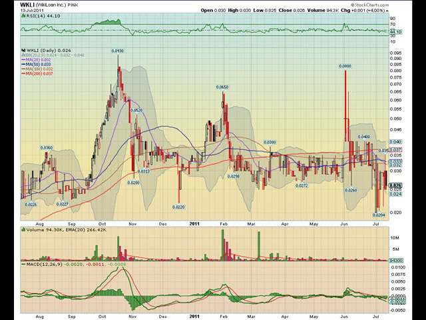Today we're looking at WKLI, Wiki Loan, for July 13th, 2011. We're looking at a daily chart. This chart goes back about a year, so you can see that we've had some times of very high volatility.